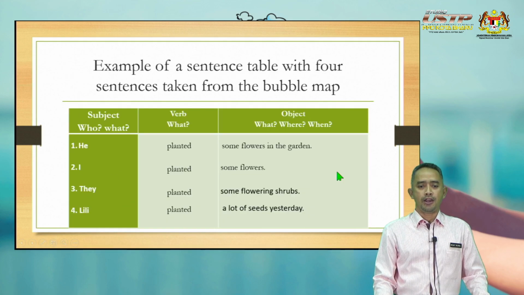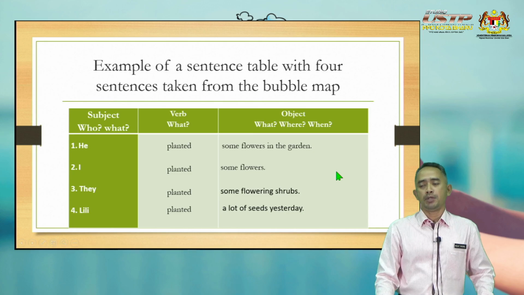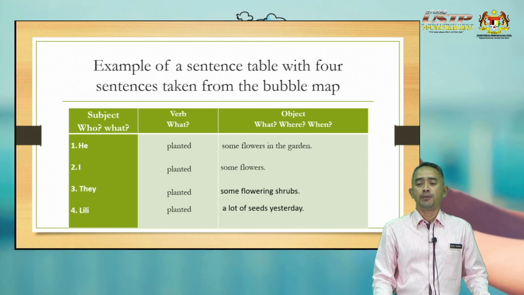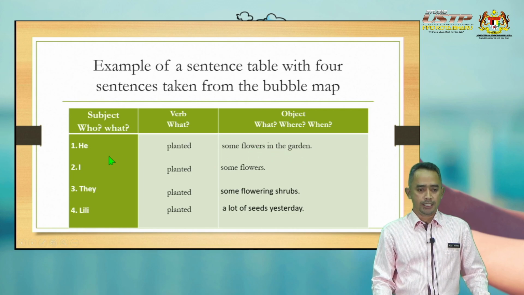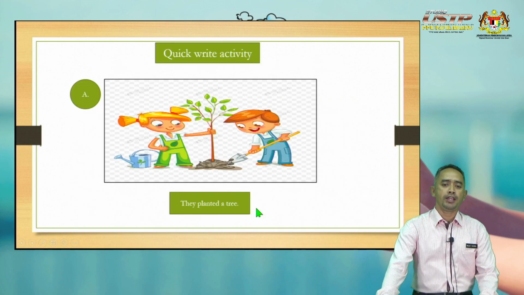Okay, next. Okay, this is an example of sentence table with 4 sentences taken from the bubble map just now. Okay, we have here subject, again, verb, and we have here object. Okay, number 1, he planted some flowers in the garden. Okay, number 2, I planted some flowers. And then number 3, they planted some flowering shrubs. And lastly, Lily planted a lot of seeds yesterday. Okay? Okay, next. Okay, this is for quick write activity.